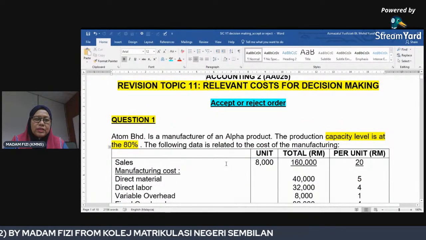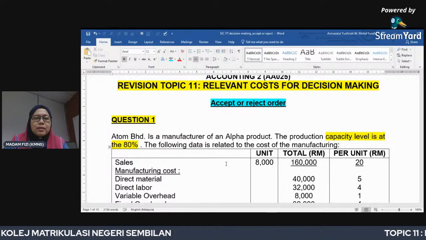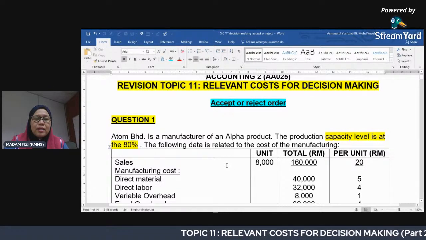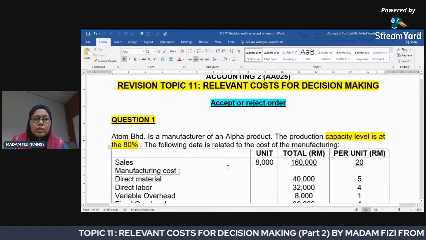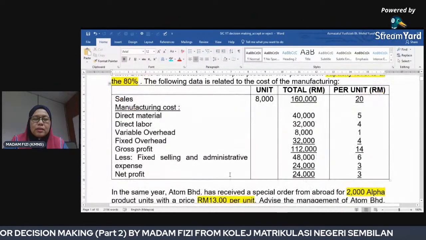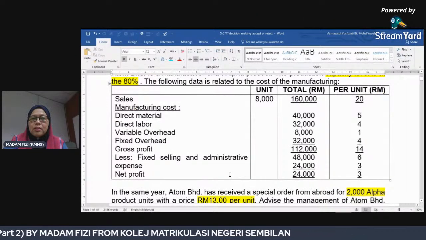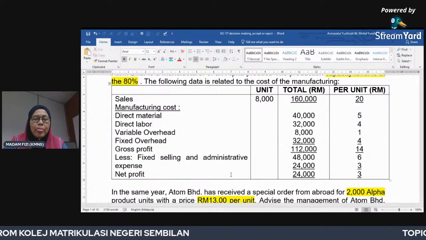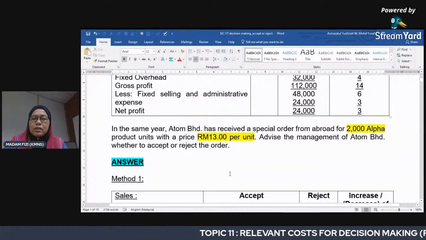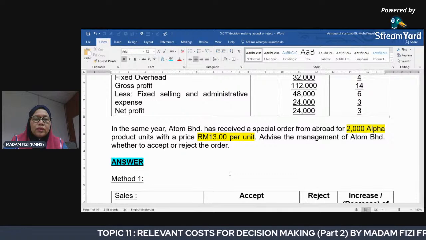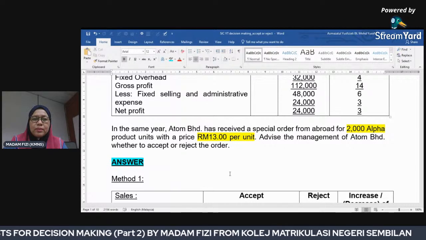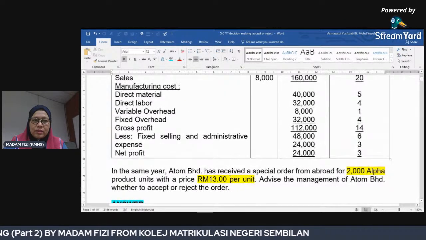Accept or reject, for Atom Berhad is a manufacturer of an alpha product. The production capacity level is at 80%. That means ada 20% lagi untuk kita accept special order. Okay, so these are the cost, and also the cost per unit. In the same year, Atom Berhad has received a special order from abroad for 20,000 alpha product units with a price of RM13 per unit. Advise the management of Atom Berhad whether to accept or reject the order.